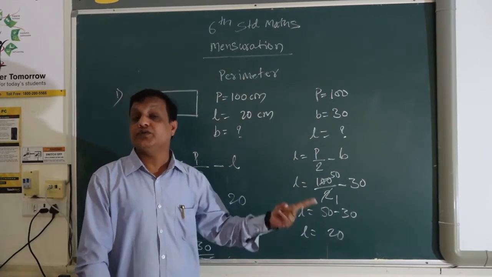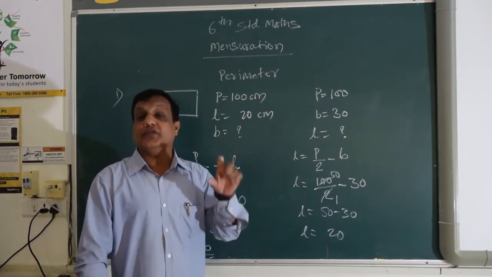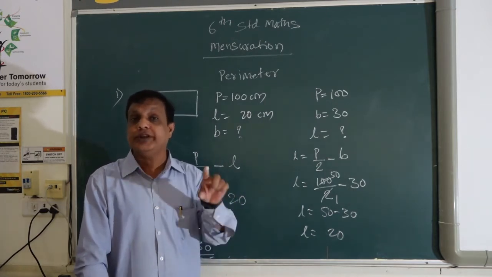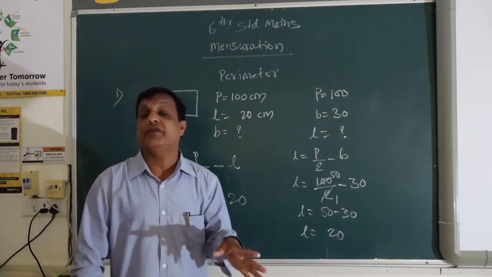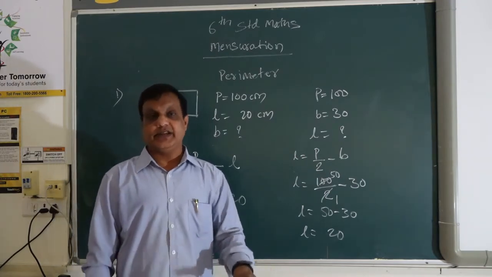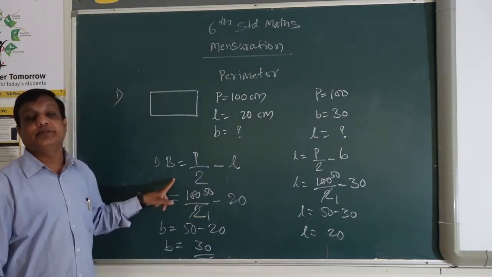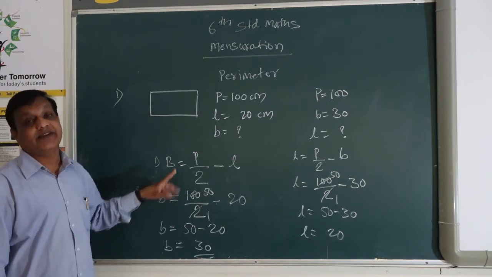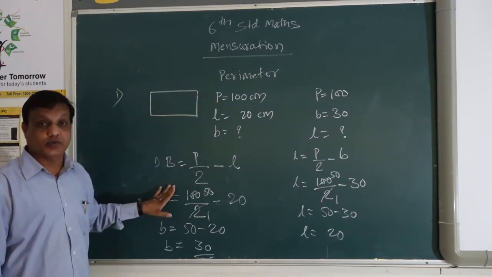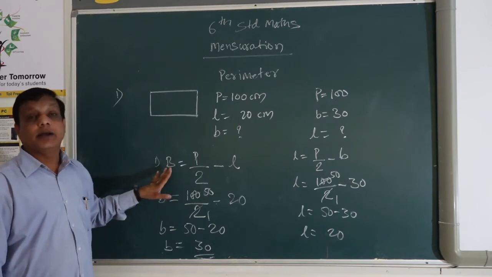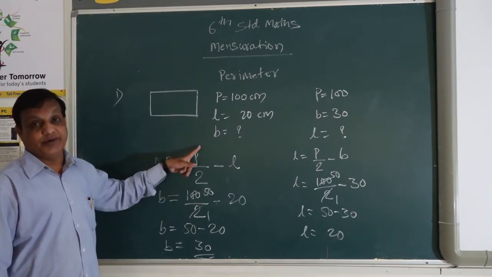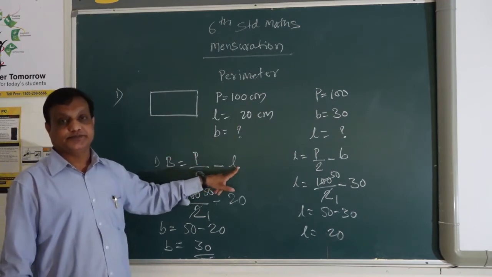Which formula do we use when length and breadth are given? Perimeter of rectangle is equal to 2 in bracket length plus breadth. That formula we use when length and breadth are given. If breadth is not given, you have to use this formula. Rectangle, breadth is not given, perimeter is given, length is given. What is the formula? Breadth is equal to perimeter divided by 2 minus length.